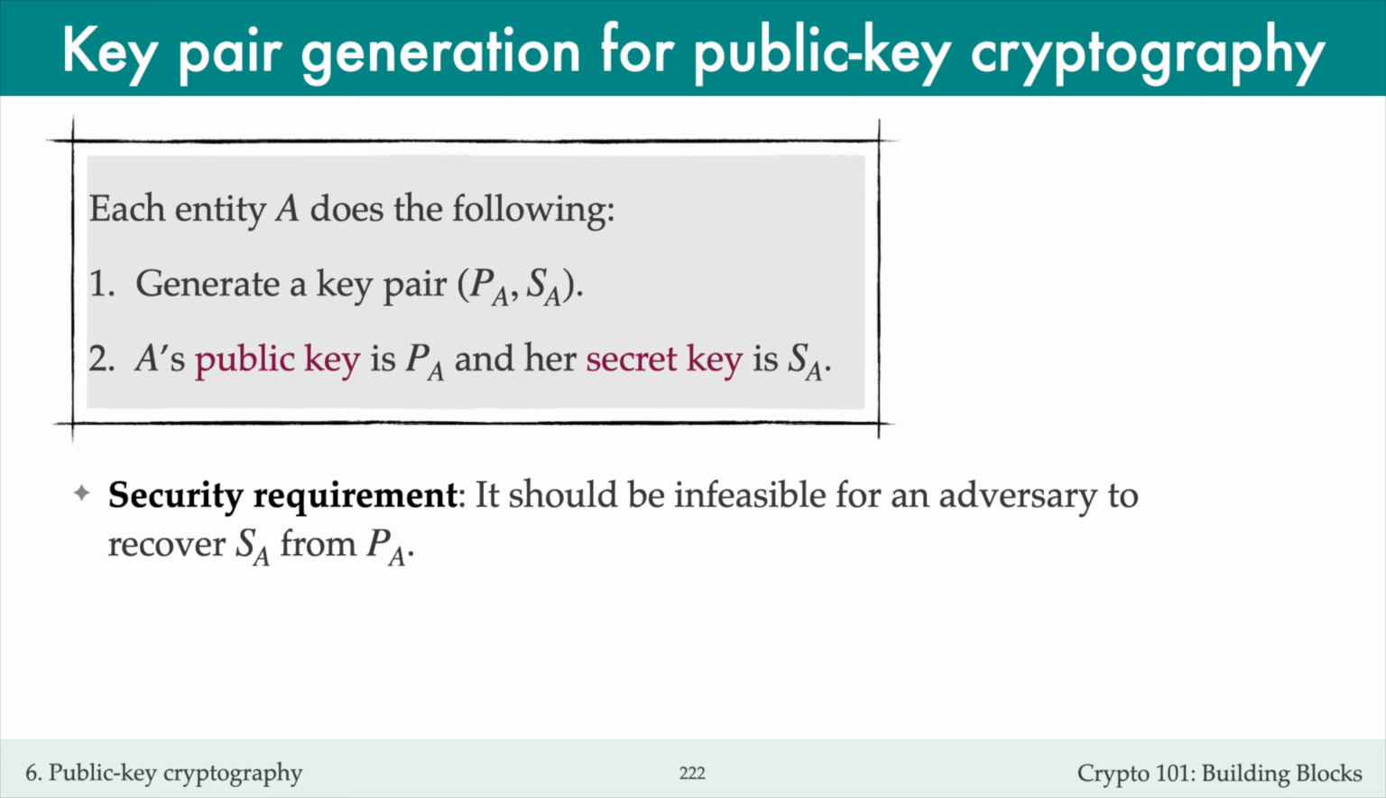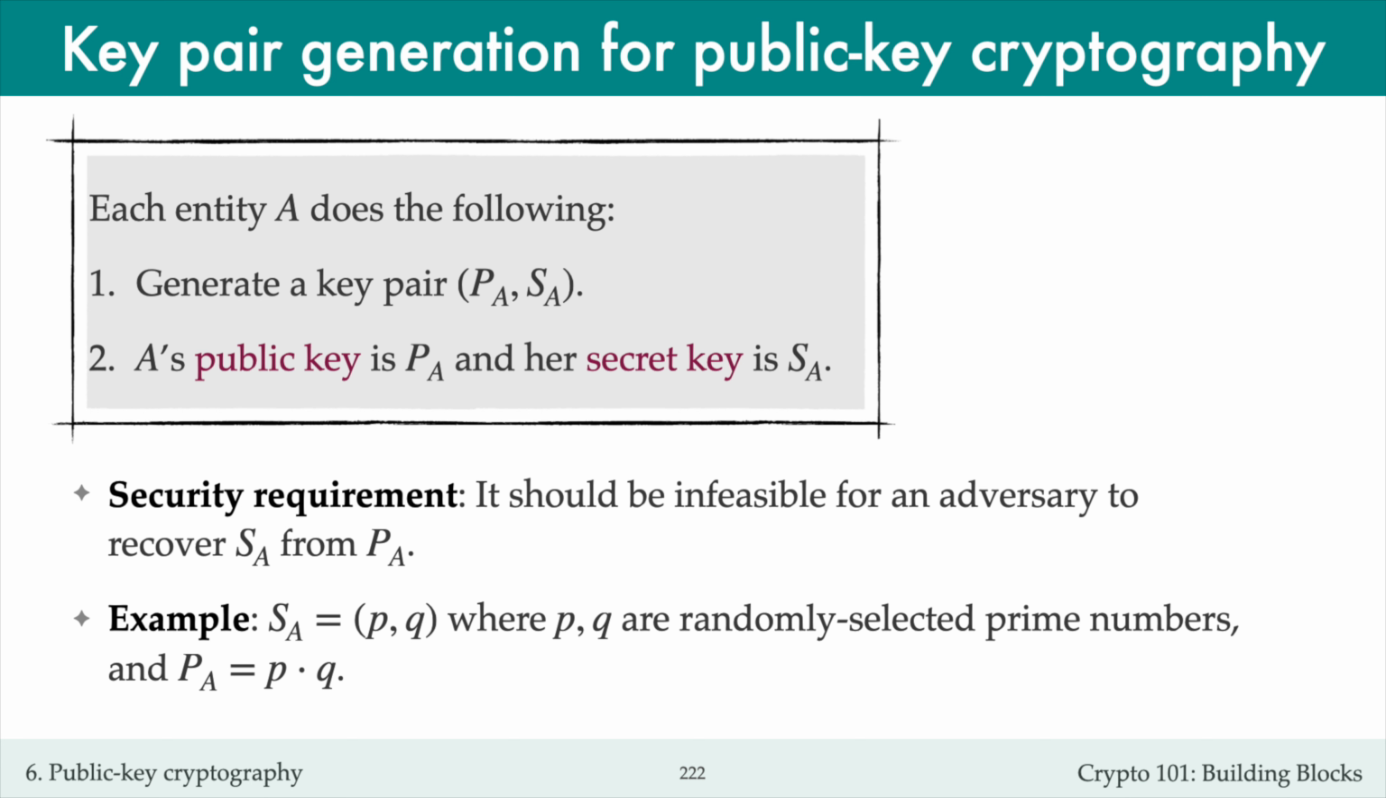A basic security requirement is that it should be infeasible for an adversary to deduce the secret key from the corresponding public key. As an example, Alice's secret key might be a pair of randomly selected large prime numbers p and q, whereas her public key is their product p times q. Computing the secret key from a public key is the integer factorization problem. This problem is believed to be intractable for sufficiently large primes p and q.